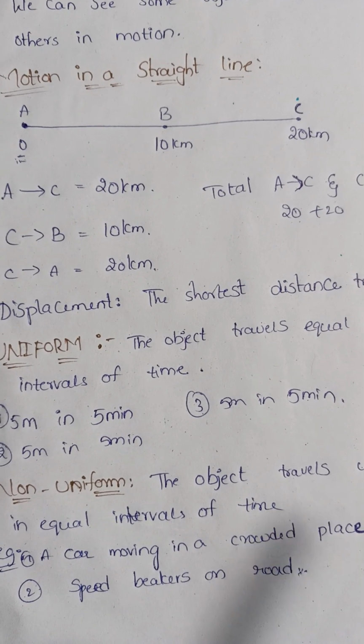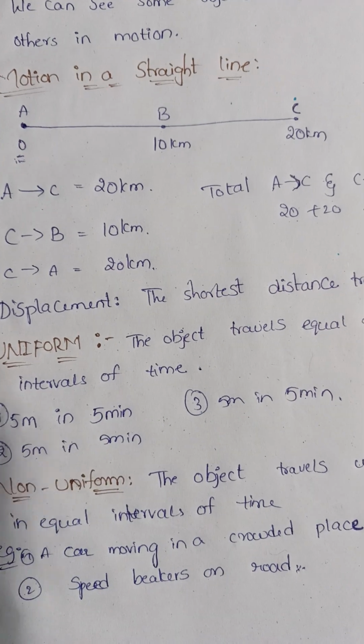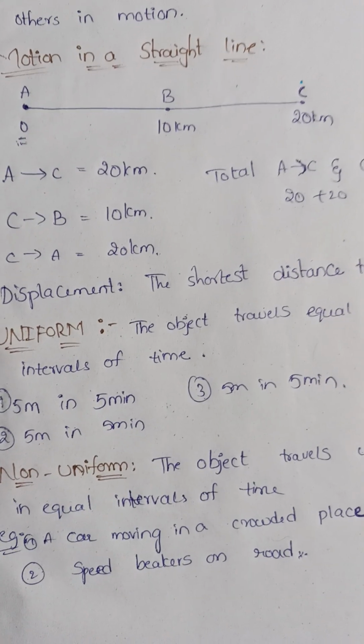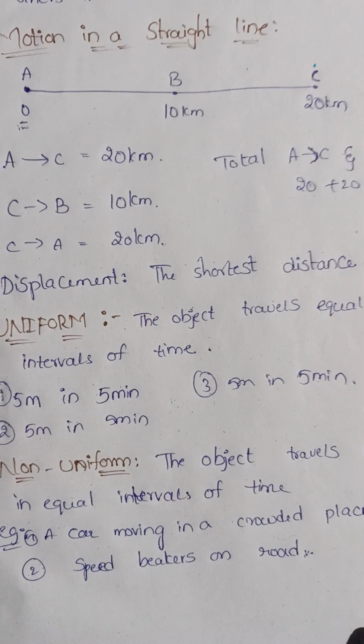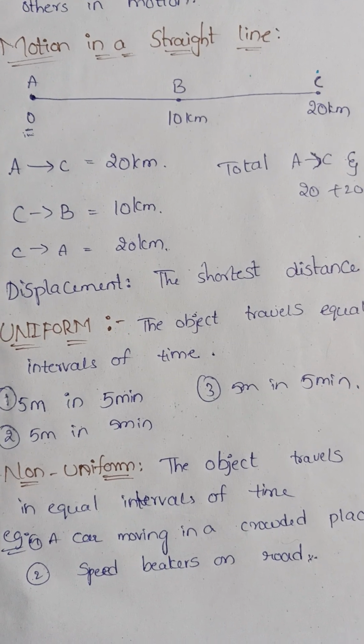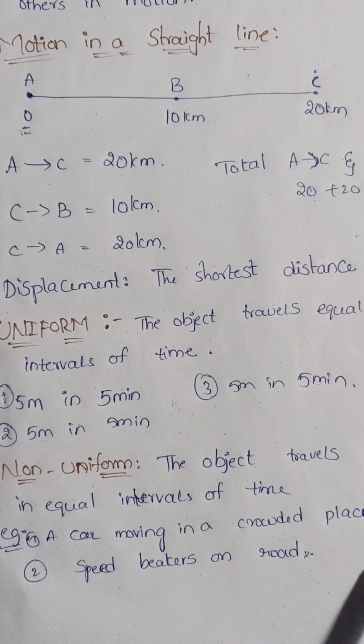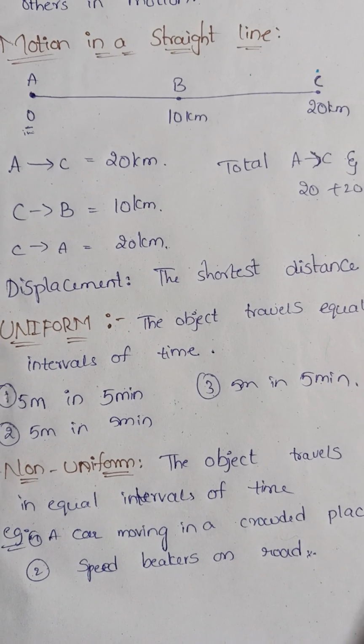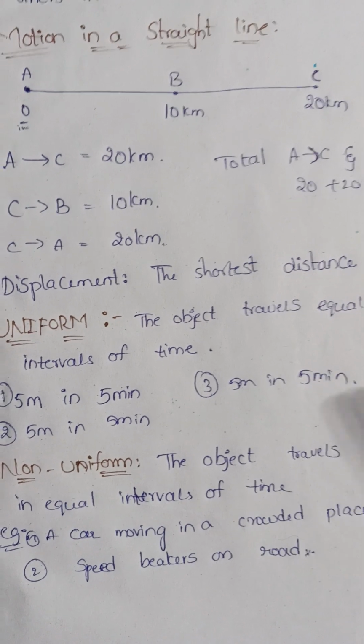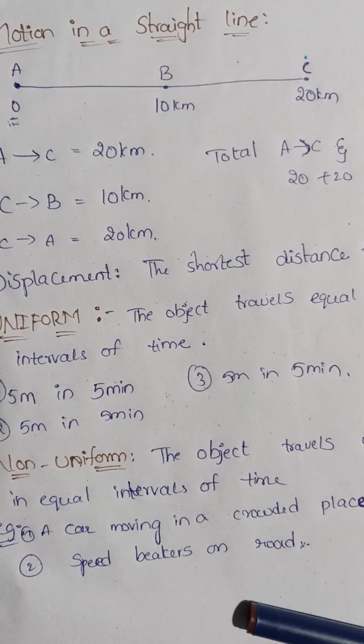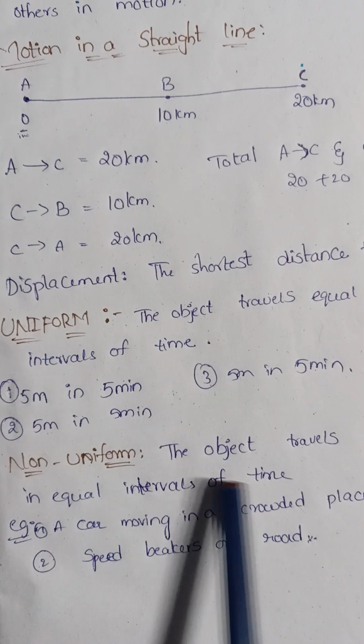So there is a decrease of speed, which leads to unequal distance, and the time also varies here, right? The time varies and the distance also varies, which is known as non-uniform motion.